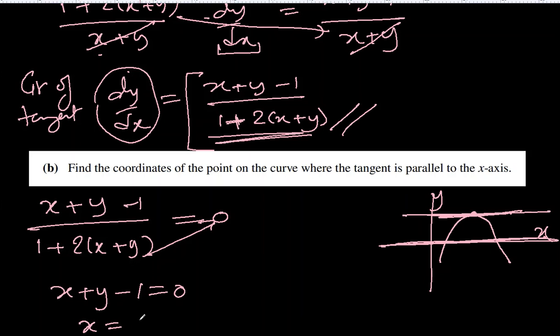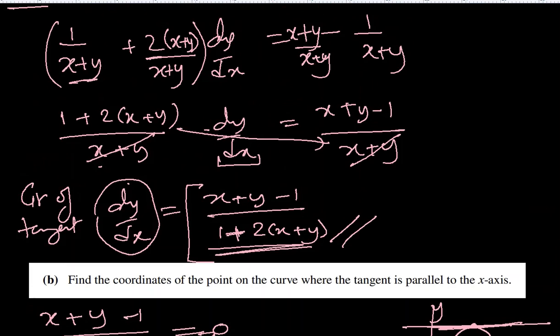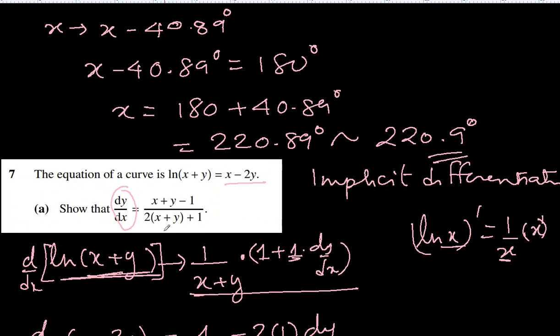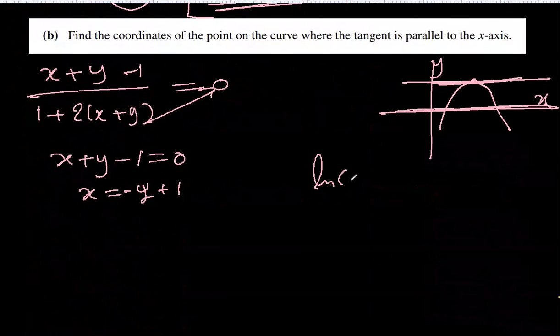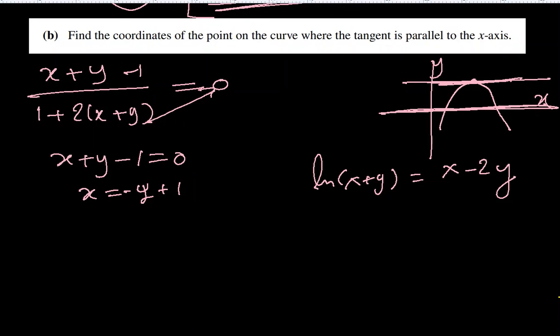And let's isolate x in this case. x equal to minus y plus 1. Right? Now, this is one relationship which will give us the value. But what is the other relationship? Which is the main equation. ln(x plus y) equal to x minus 2y. Let me write here. ln(x plus y) equal to x minus 2y.